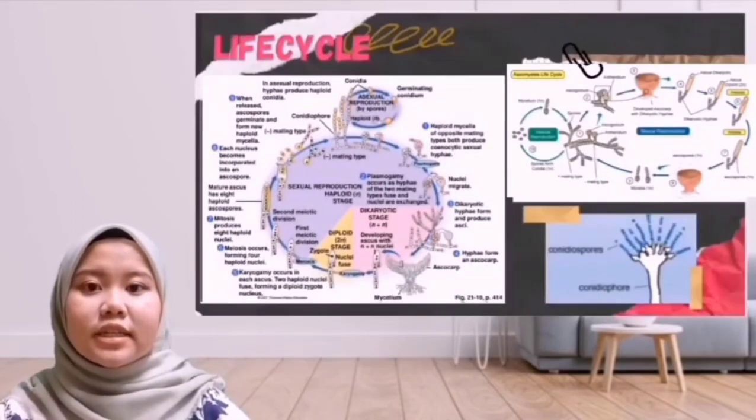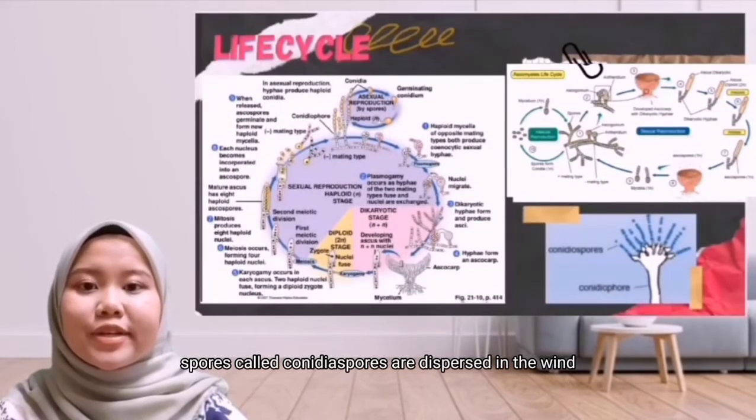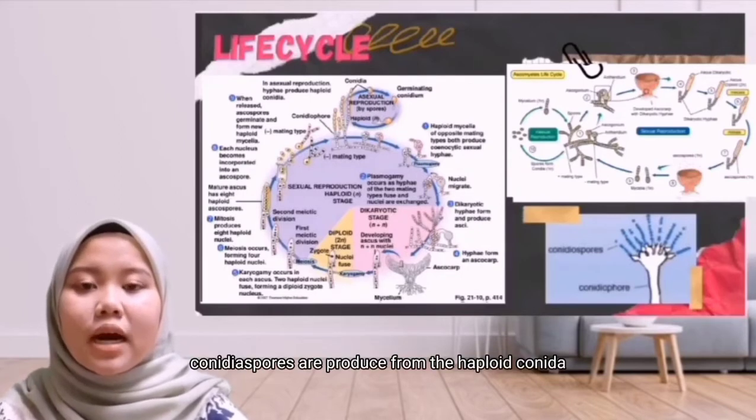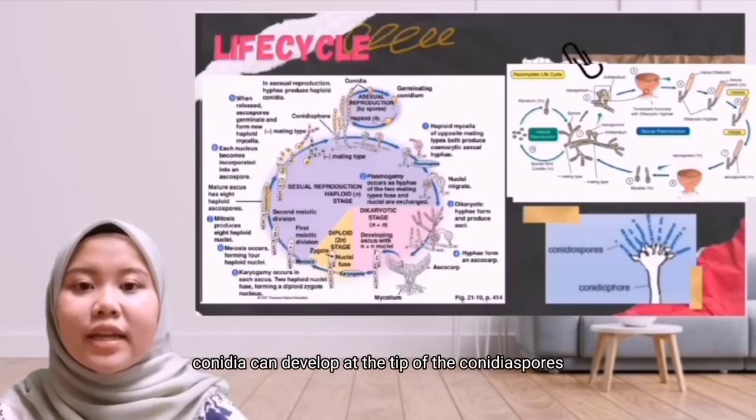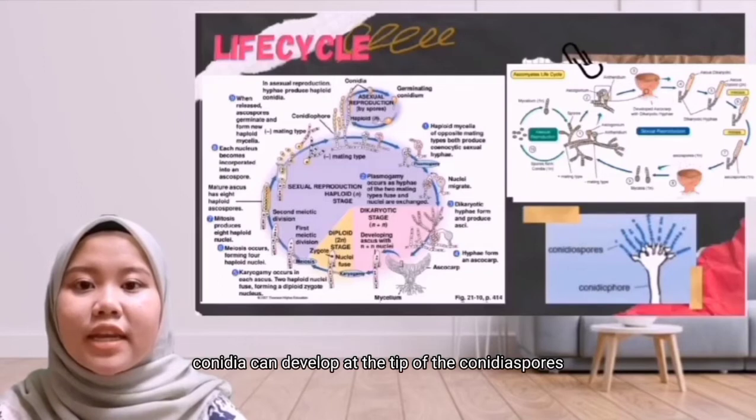In asexual reproduction, spores called conidiospores are dispersed by wind. Conidiospores are produced from the haploid conidia. Conidia can develop at the tip of the conidiophore.